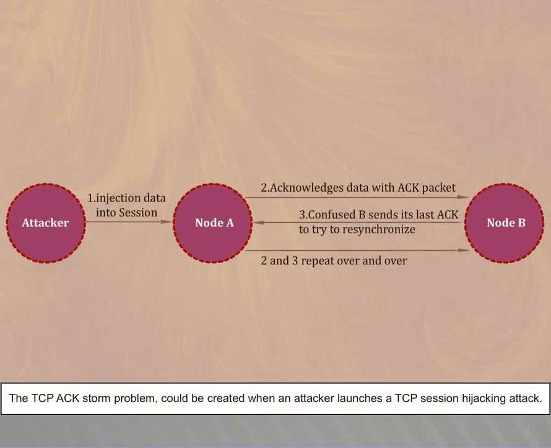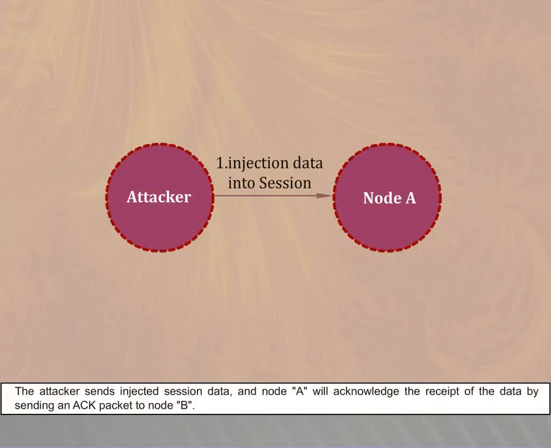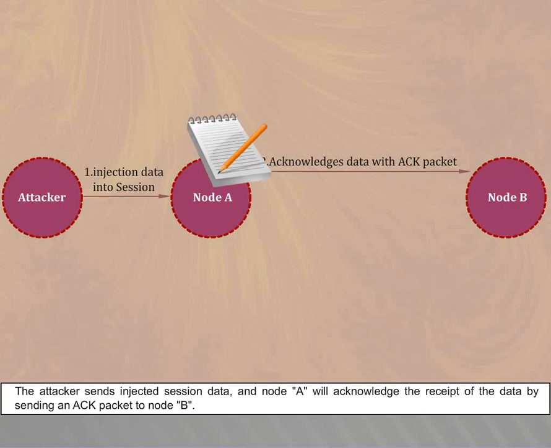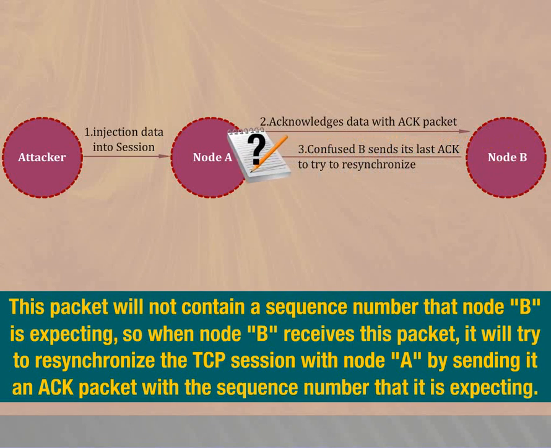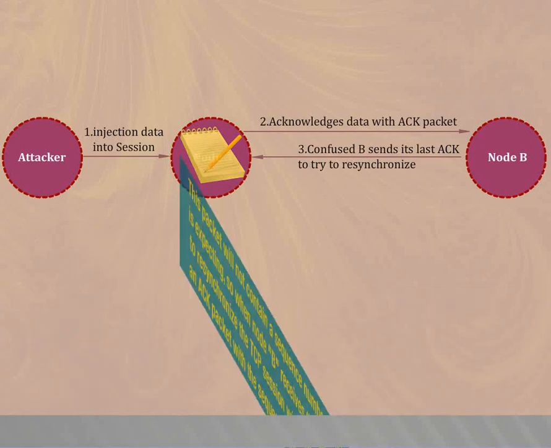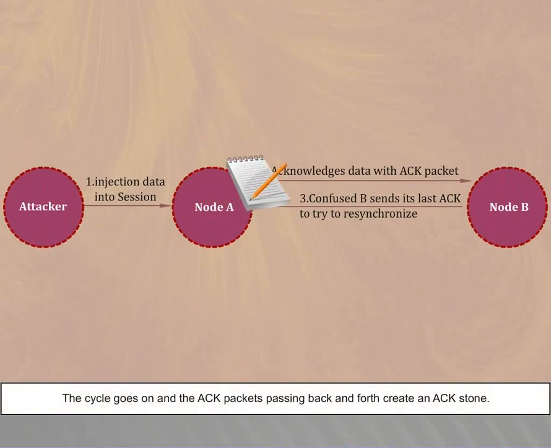The TCP ACK storm problem, illustrated in figure 6.18, could be created when an attacker launches a TCP session hijacking attack. The attacker sends injected session data, and node A will acknowledge the receipt of the data by sending an ACK packet to node B. This packet will not contain a sequence number that node B is expecting, so when node B receives this packet, it will try to resynchronize the TCP session with node A by sending it an ACK packet with the sequence number that it is expecting. The cycle goes on, and the ACK packets passing back and forth create an ACK storm.